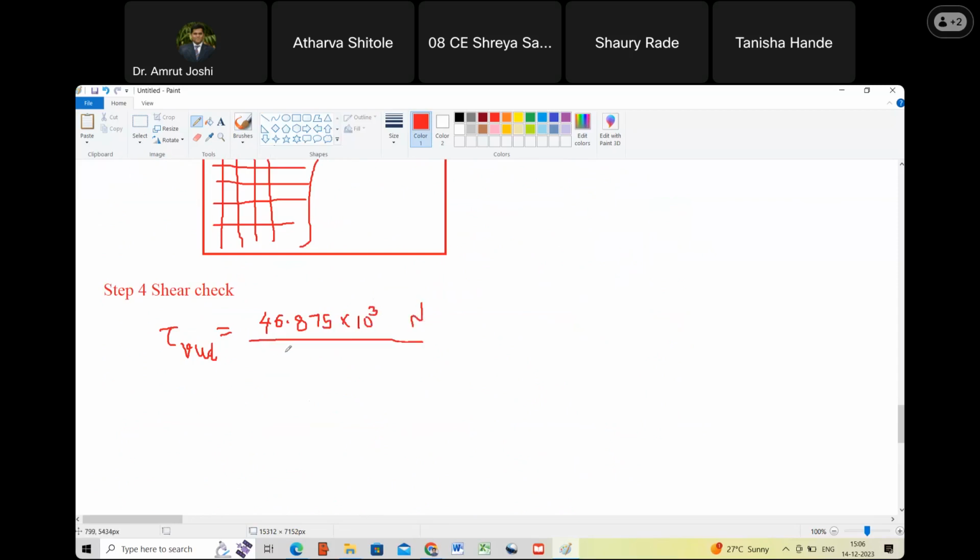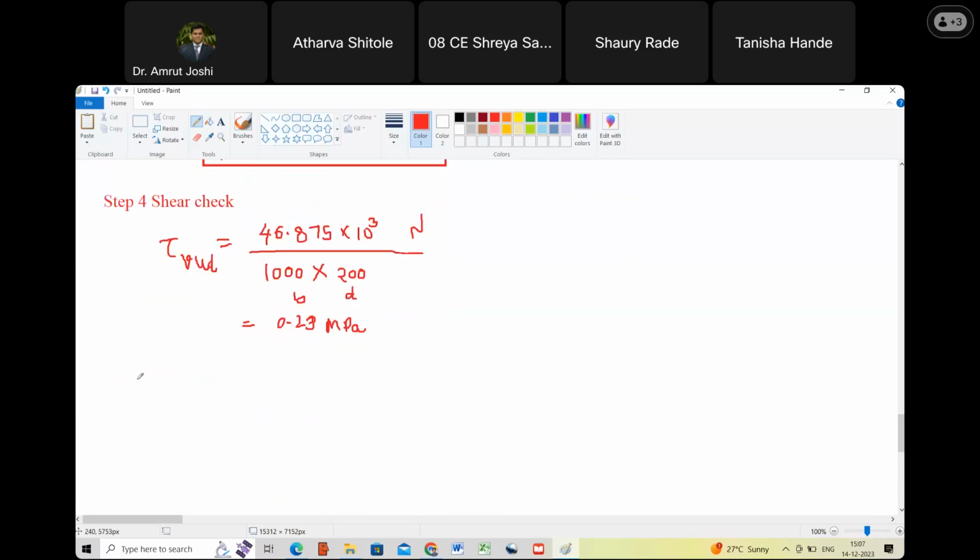And what is the area of the slab? 1000 mm into 200 mm. This is B and this is D. So can you tell me what is the stress? 0.23, isn't it? Yes, sir. So this turns out to be 0.23 MPa.